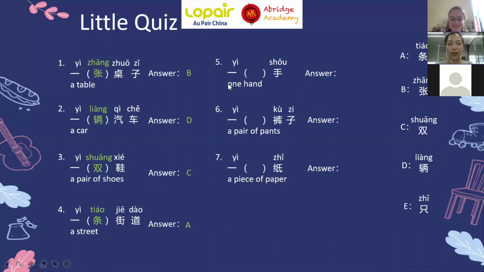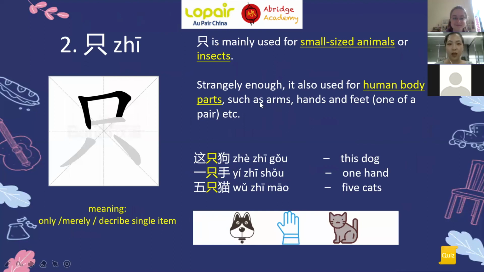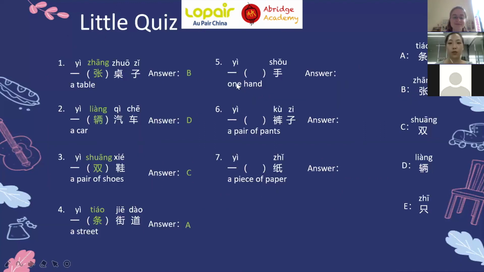Three more to go. One hand. So for this we use 只, zhī. The answer is 只, right? I just mentioned here that it's used for small animals and insects, and especially for human body parts, arms, hands, and feet. So 只 will be used to describe hand. Okay? 一只手, 只手.